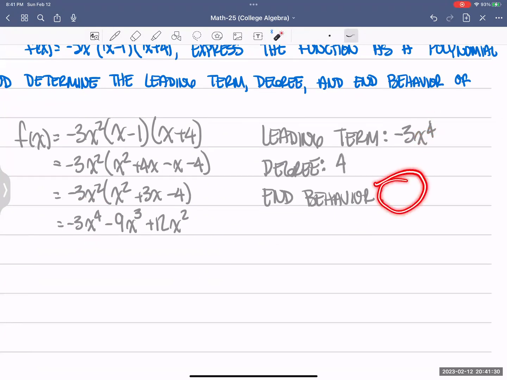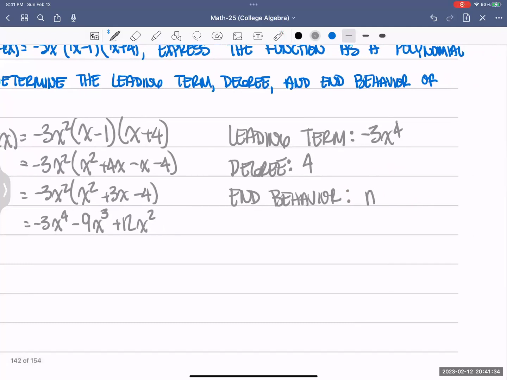And end behavior. For end behavior, we could start plugging it in as x approaches, from the left side, negative infinity, our function f(x) approaches what? And also as x approaches, now the right side, positive infinity, our function f(x) approaches what?